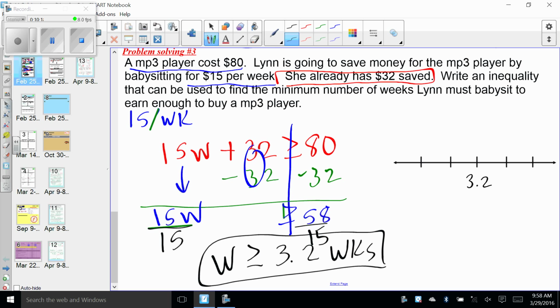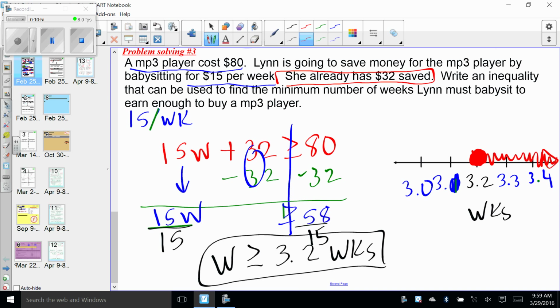So 3.2 would be in the middle. We're going to go by tenths here, 2 less, 2 more. So we have 3.0, 3.1, 3.2. 2 more then would be 3.3 and 3.4. We have a closed circle at 3.2 because it could be exactly equal to 3.2 weeks, or it can be greater than 3.2 weeks. So we have 3.2 weeks or more, shading to the right. So all of that would give her enough money to pay for that MP3 player that she wants for $80 or more.